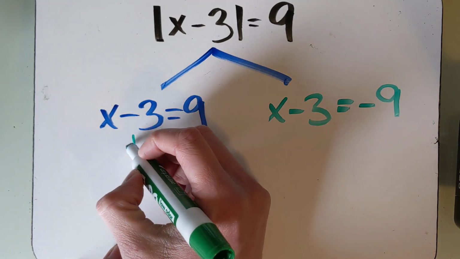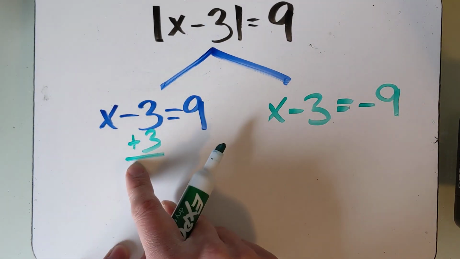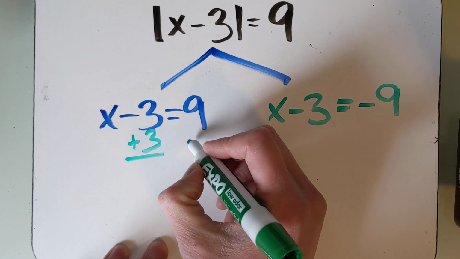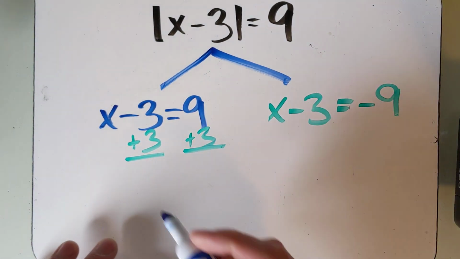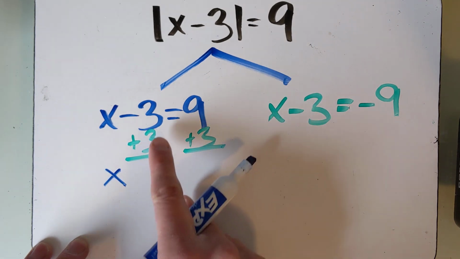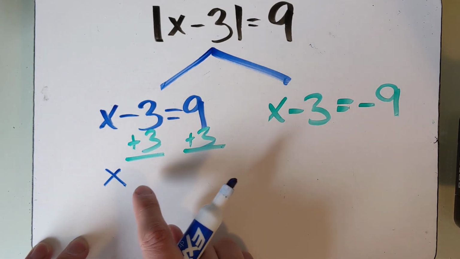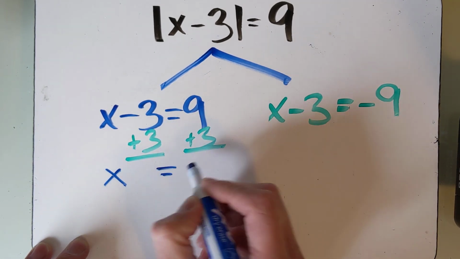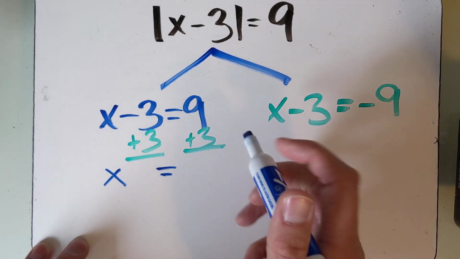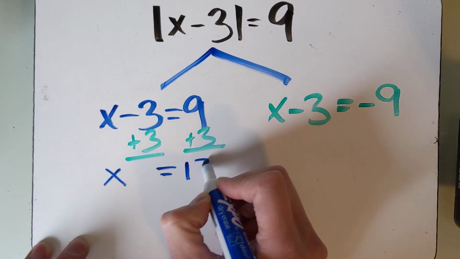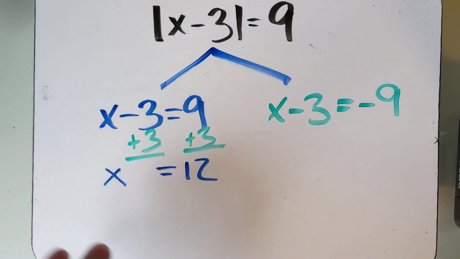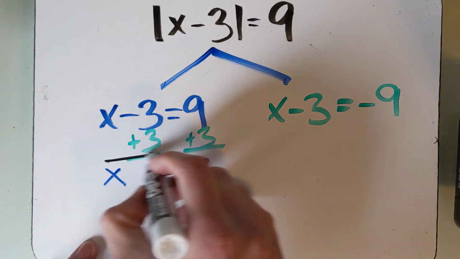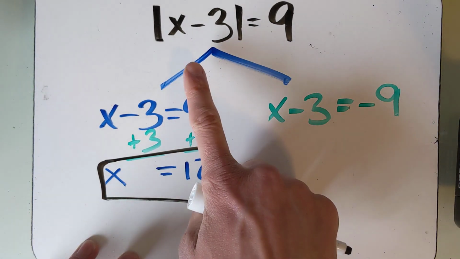We did this the other day. Whatever I do to one side, I do to the other, which means we add 3 here. That leaves us with x, since negative 3 plus 3 is 0, so we don't need to write anything else, equals 9 plus 3, which gives us 12. So our first answer is x equals 12. That's our very first answer. I'm going to box that real fast. So x up here could be 12.